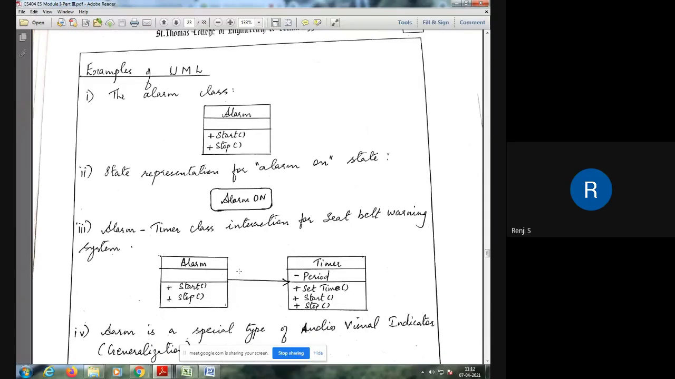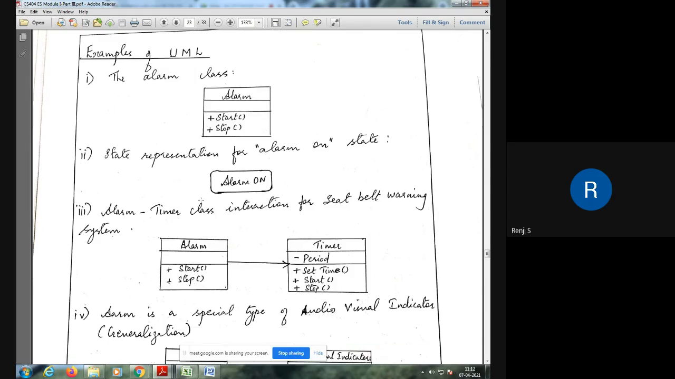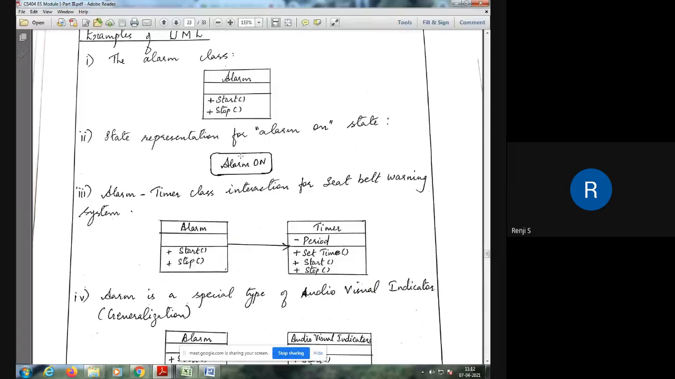So you have the first representation of a class called the alarm class, and you have two member functions: start and stop. The plus indicates the visibility of that function. There are three visibilities: private, public, and protected. If it is public, then you use the plus symbol, and private uses the minus symbol. Then this is the state representation for an alarm on state. This alarm can be either in an on state or an off state.